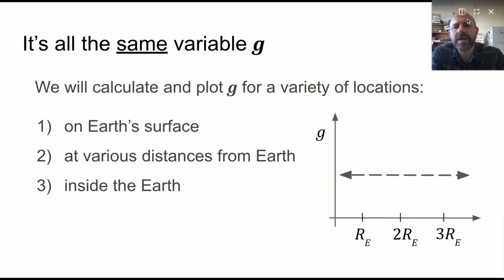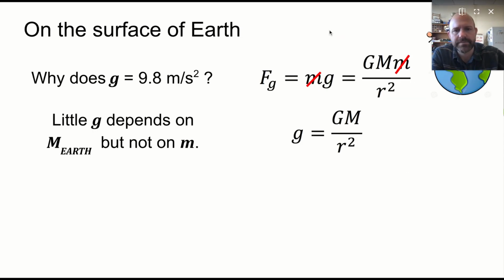So when we talk about this, we're still all talking about little g, right? We can calculate this on the surface of the Earth, which we already kind of know, but we'll redo that calculation. At various distances above the surface of the Earth, where you would be in orbit, and also inside the Earth. What if you were to tunnel down into the Earth? Does this change things? And for what we've talked about with shell theorems, you probably get the sense that things would be a little bit different inside the Earth.